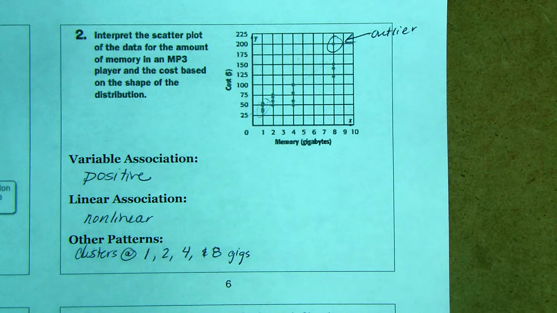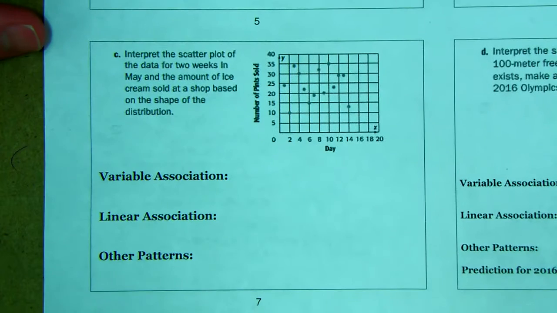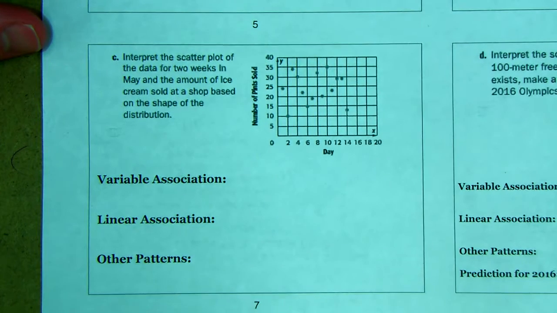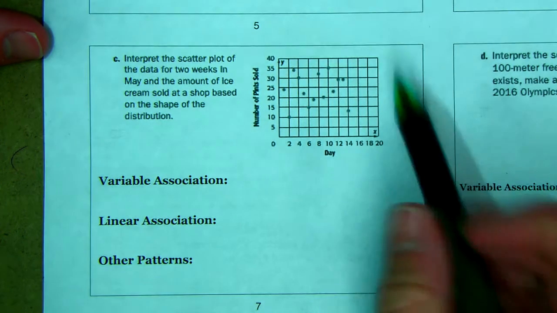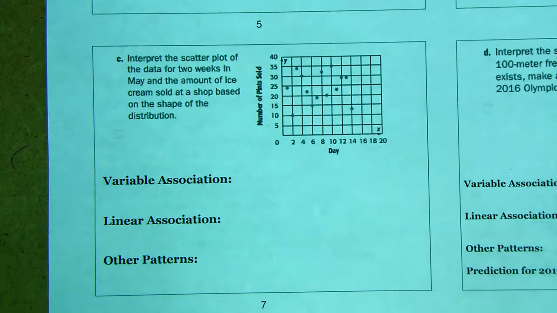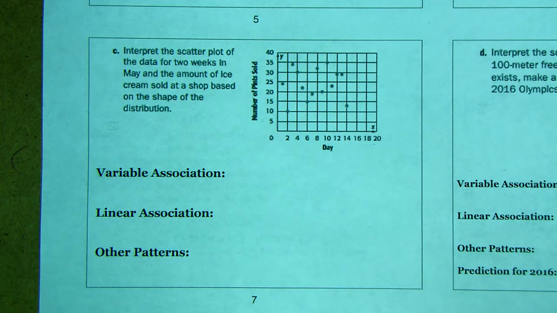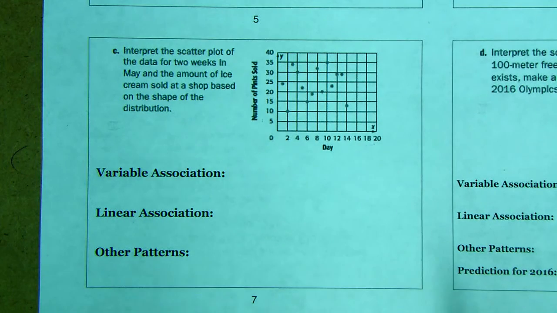Let's go down here and look at this one on slide number 7. Now, variable association, we're talking about a scatter plot for the amount of ice cream sold based on the day of the week. So they kept track for 20 days how much ice cream was sold. Now, the one on the other side, remember that example we looked at was the temperature of the day. There was definitely a relationship there. Not necessarily a relationship here. I would say none, because there really isn't one. Linear association, no.